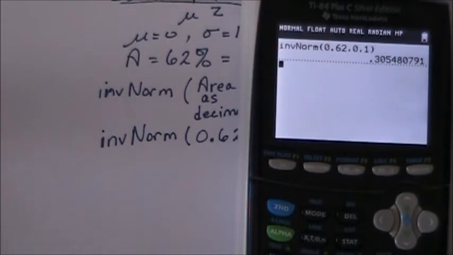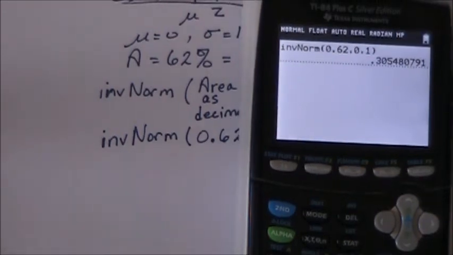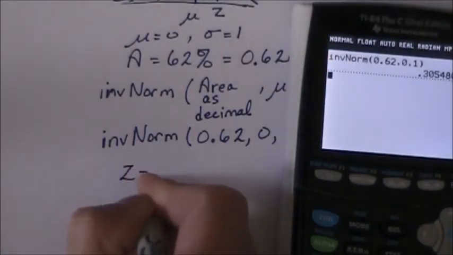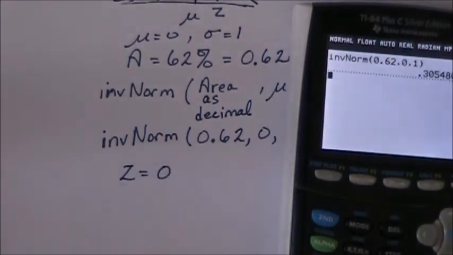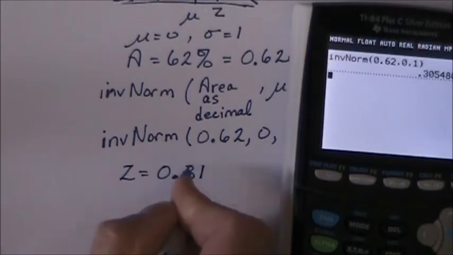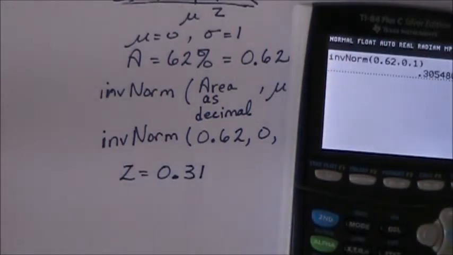And we get a value of 0.30548, and the number keeps going. Because z-scores go to 2 decimal places, we will always write them to 2 decimal places. So in this case, it would be 0.3, and then after the 0 comes a 5. That 5 says that the 0 has to go up. So it would be 0.31. And there's our z-score.